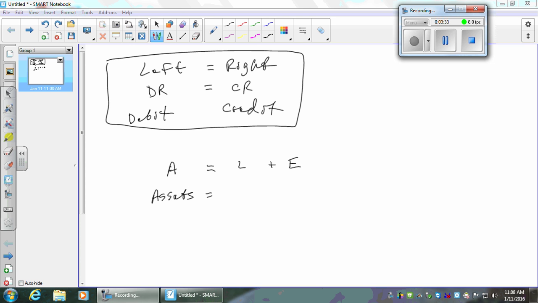Yeah, it's sad. Okay, anyway, assets equal liabilities plus, what? Two S's at the end of liabilities, huh? Plus equity, stockholders' equity.